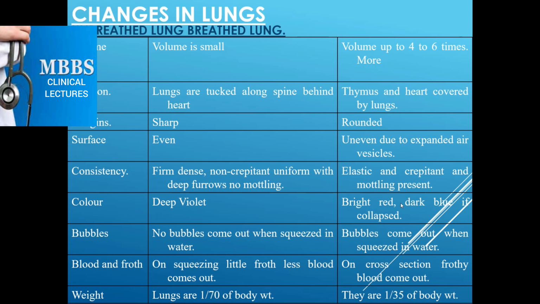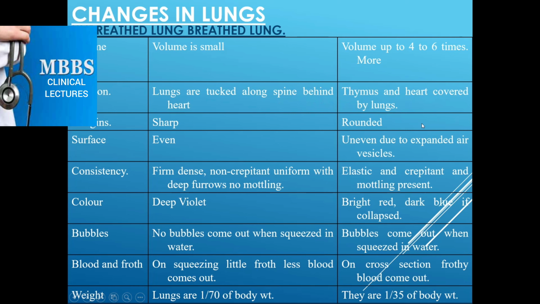While in case when respiration is established, the volume becomes 4 to 6 times more after respiration, and the lungs become blown up and cover the thymus and heart. They are not like unbreathed lungs, which are smaller and confined to the back, along the side of the spine. Respired lungs are ballooned up and cover the thymus and the heart.